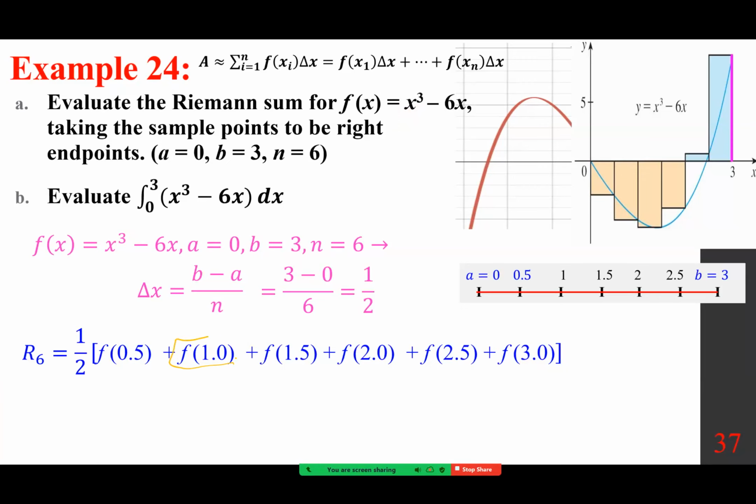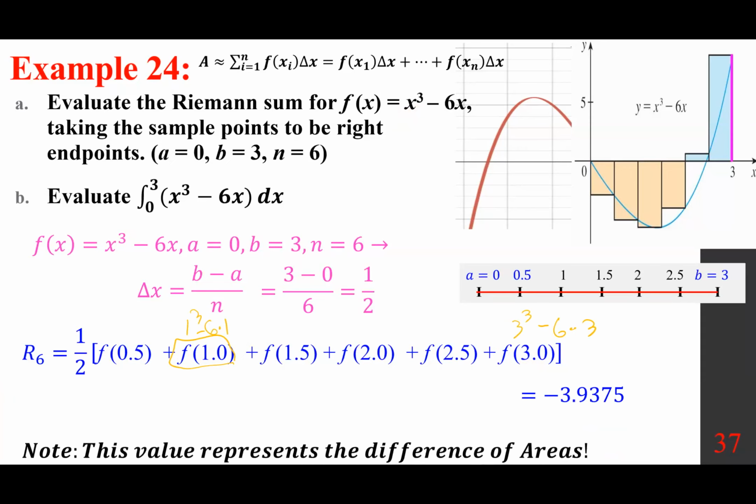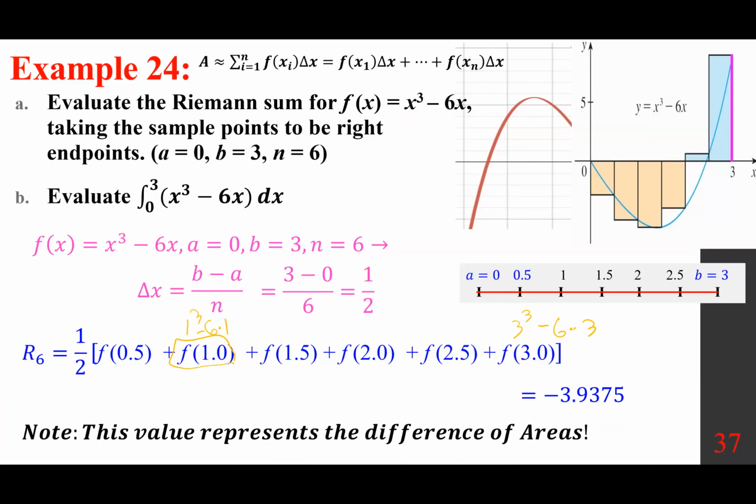So what is f of 1? That would be 1 cubed minus 6 times 1. Okay. If I want f of 3, it would be 3 cubed minus 6 times 3. Okay, and so on and so on. We end up with negative 3.9375. And note this value represents the difference of areas. That's why it's negative, everybody. That's why it's negative.